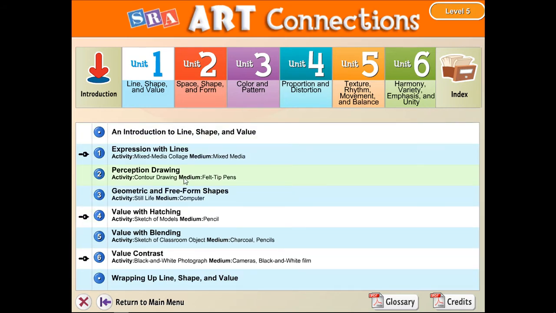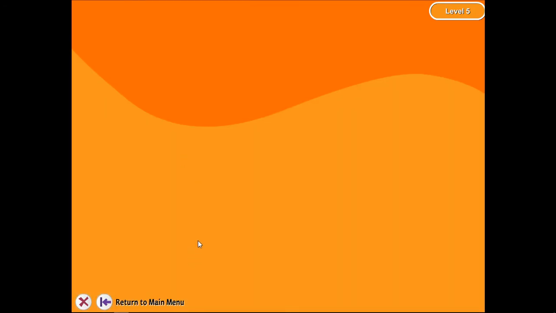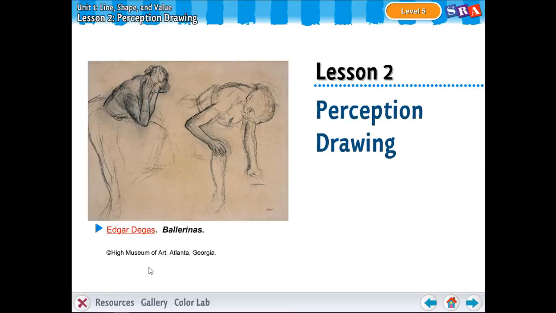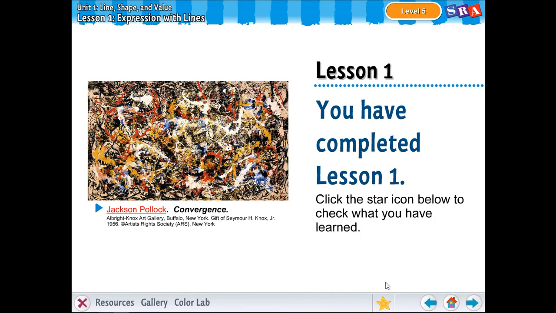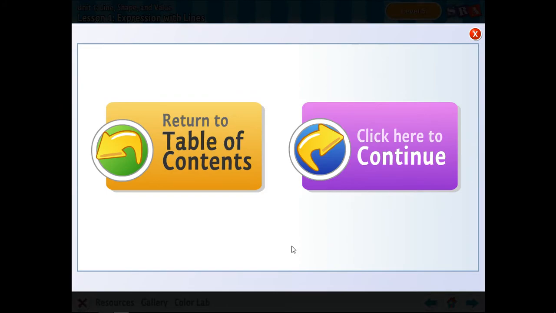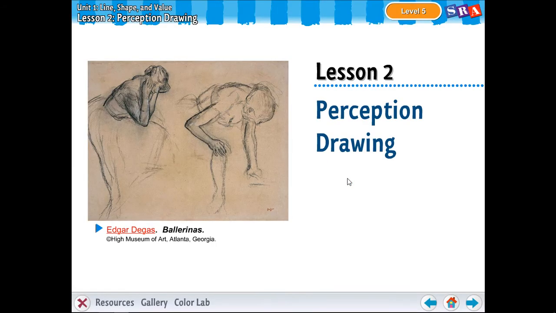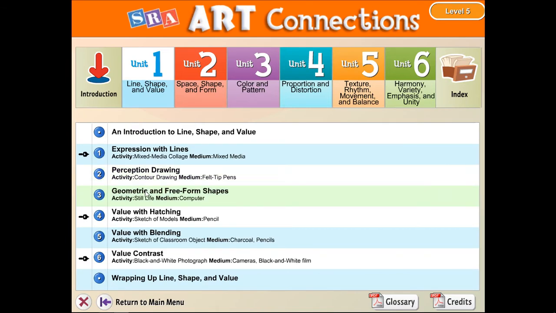So let's go ahead and go to... Oops, I think I went to the wrong one. Pardon me. That was last week. Okay. Good grief. Geometric and freeform shapes. Sorry about that, folks.